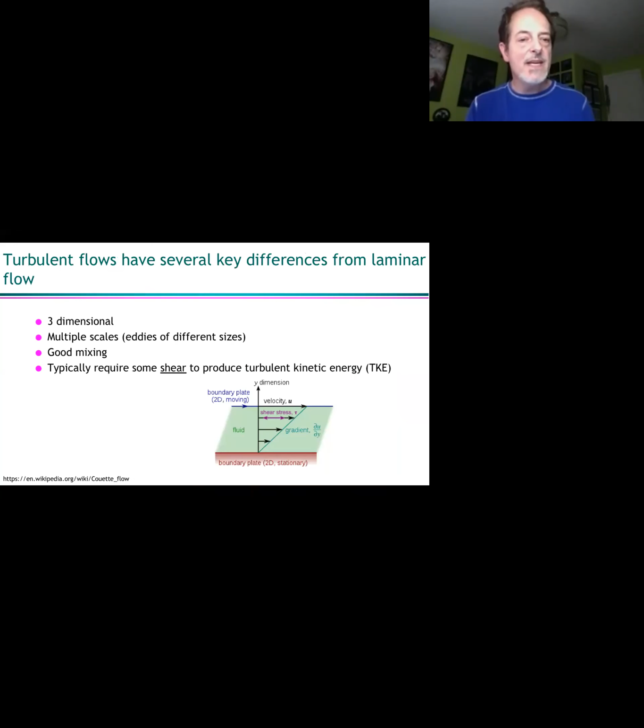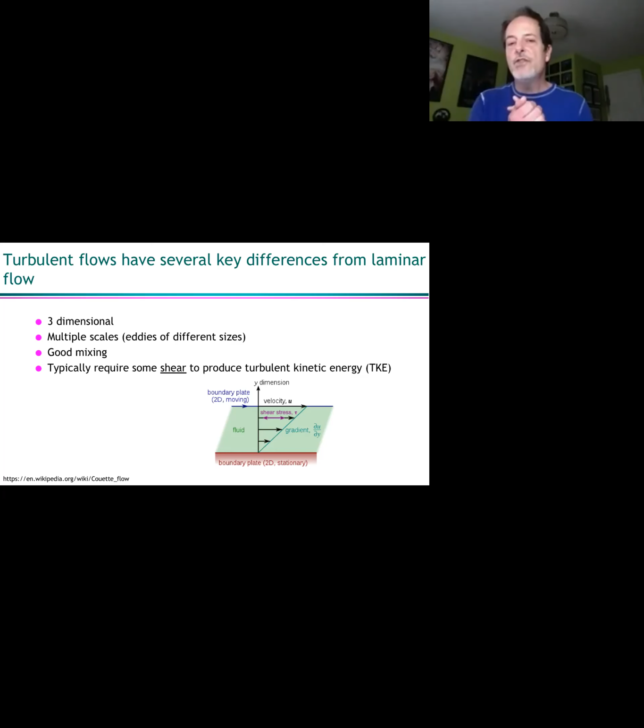But what do we mean by that in a scientific sense? Turbulent flows have several key differences from laminar flow. First of all, they're three-dimensional. You really cannot have a two-dimensional turbulent flow. Second, they have multiple scales. And by that, I mean they have eddies or vortices of many, many different sizes. I'll touch on that a little bit more in the following slides. Third, they have good mixing.